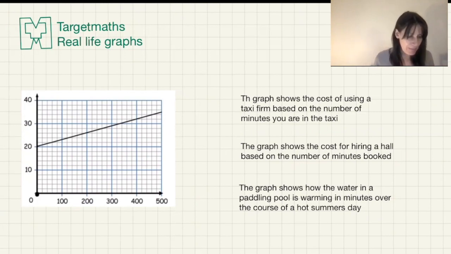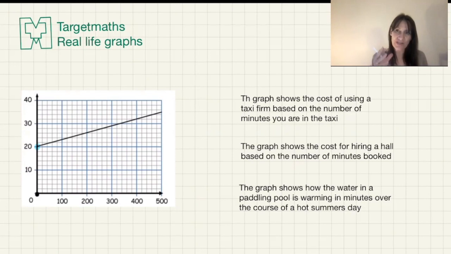So let me show you what I mean. If the graph was showing the cost of a taxi firm, okay, the first thing that I need to notice is it starts at 20. It's not starting at 0, it's starting at 20. So that is suggesting that they're going to charge me £20 just for getting in the car. And then they're going to charge me by the minute. So the y-intercept actually does give a piece of information about the story as well.